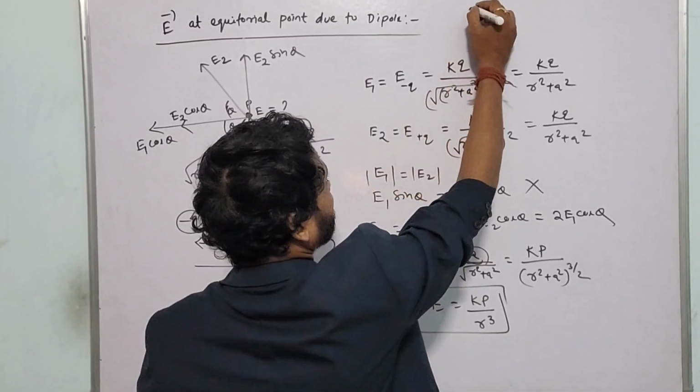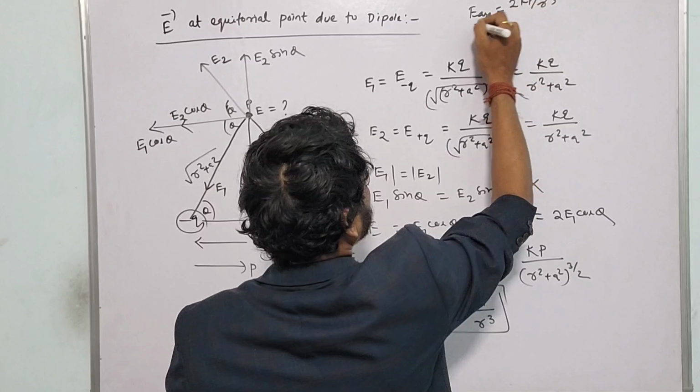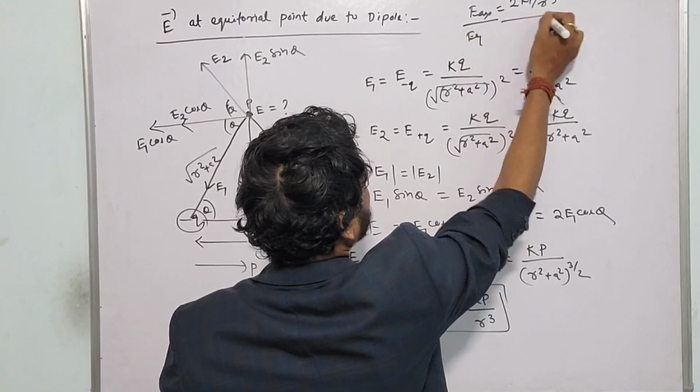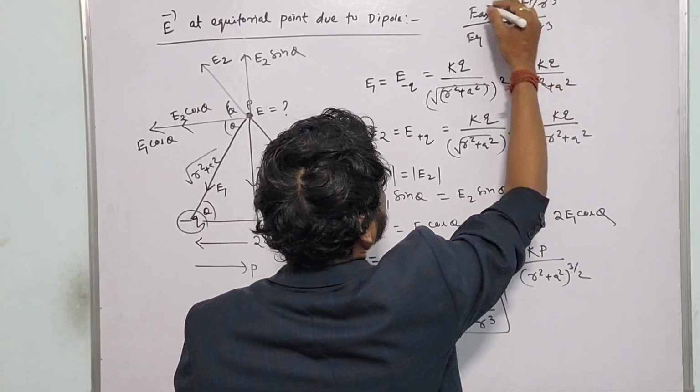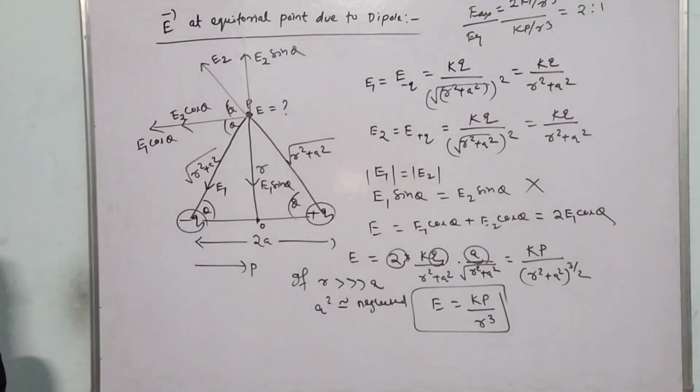So what was E axial? E axial was 2kp upon r cube. So what is E equatorial? kp upon r cube. So E axial by E equatorial will be 2:1. Is it clear?